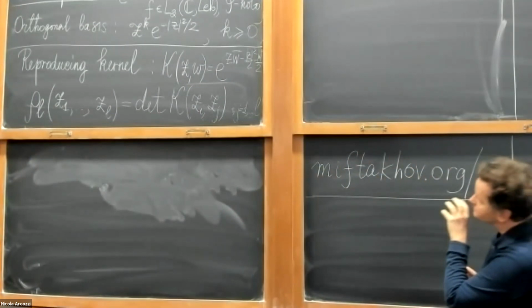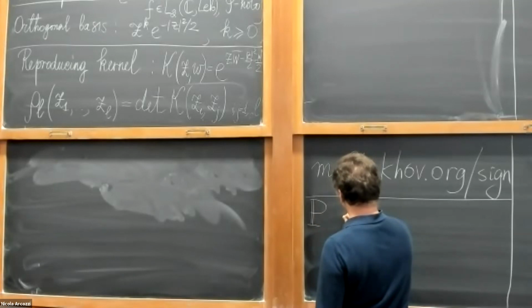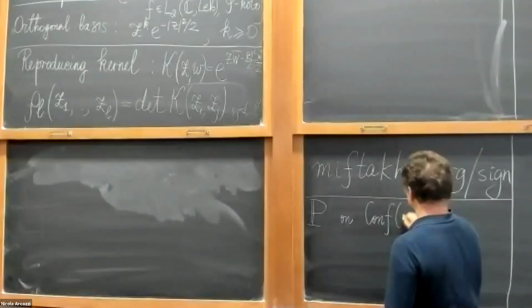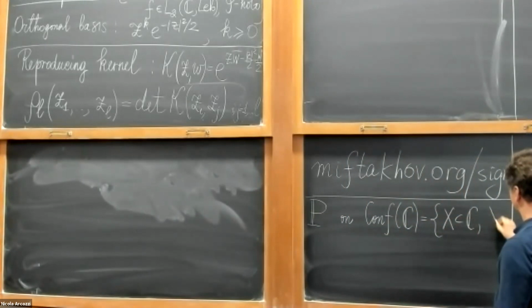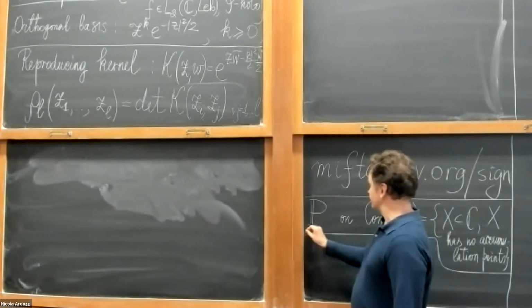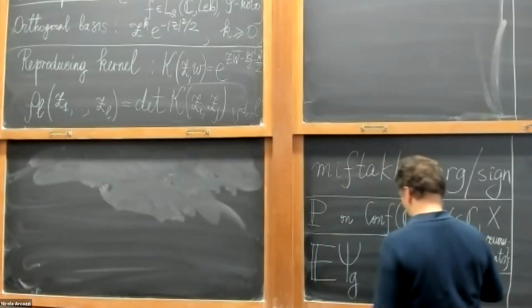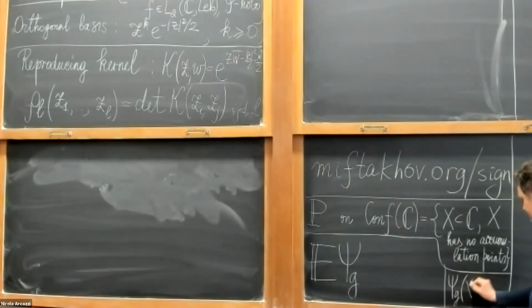For the determinantal process, let me write an equivalent definition in terms of multiplicative functionals. The determinantal process is a probability measure on the space of configurations on C, which is just the space of subsets of C without accumulation points. So these are countable subsets, but the points in these countable subsets are not numbered. And the expectation of a multiplicative functional, where we recall that a multiplicative functional is just the product of values of a function over particles. So the expectation of a multiplicative functional.